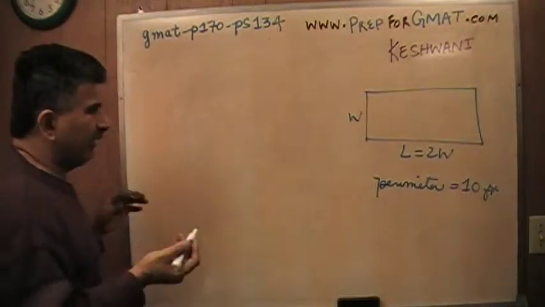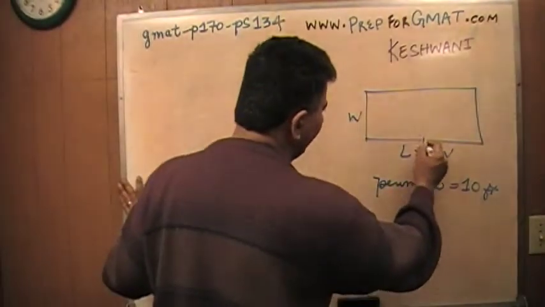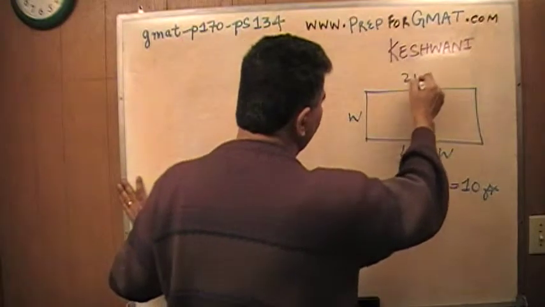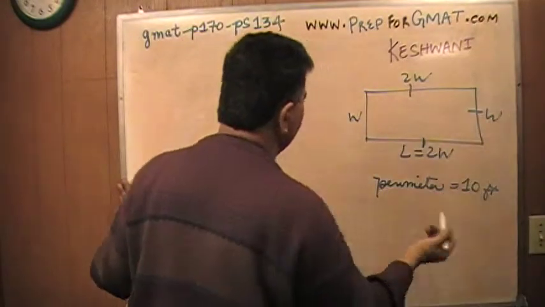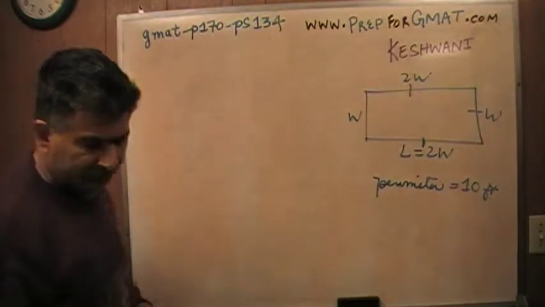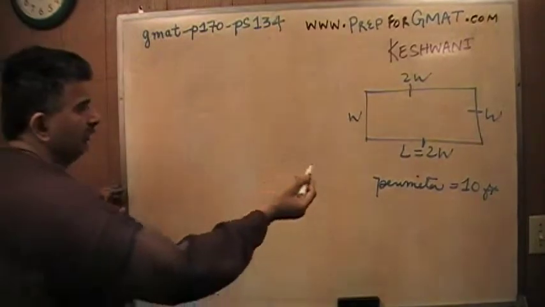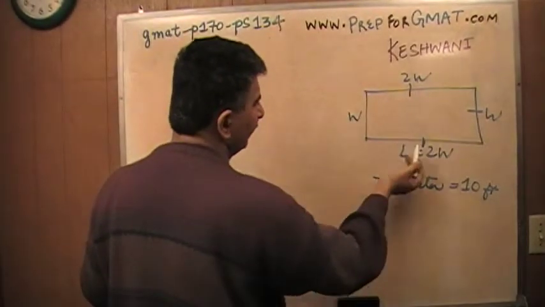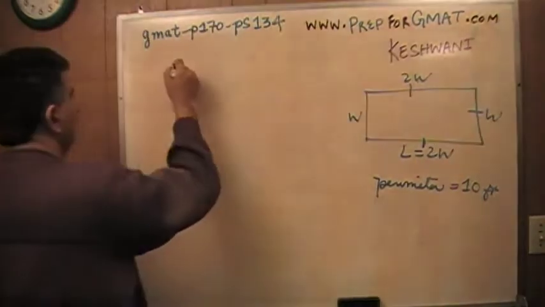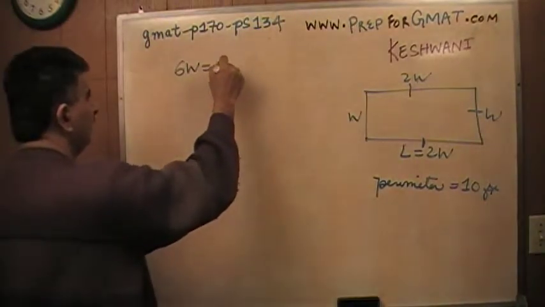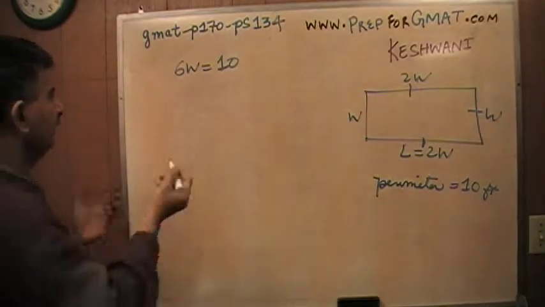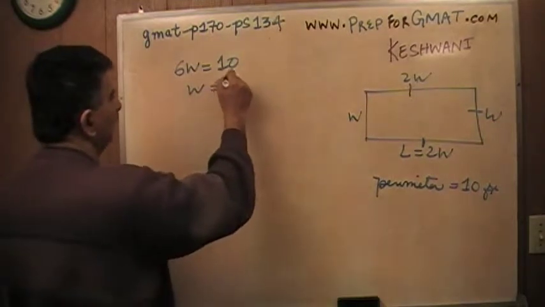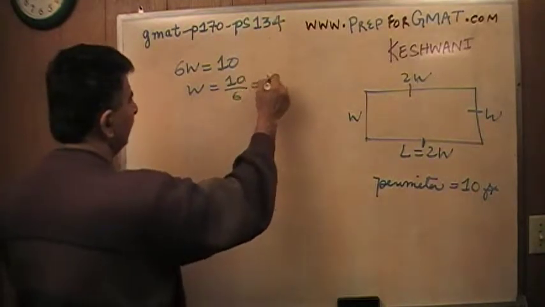The algebraic way simply is to realize that the width is w and the length is 2w. So the perimeter is 10. We have 2 w's, that's 4 w's, 5 w's, 6 w's. So basically, the sum of 6 w's has to equal 10. And therefore, w would have to be equal to 10 over 6, which is 5/3.